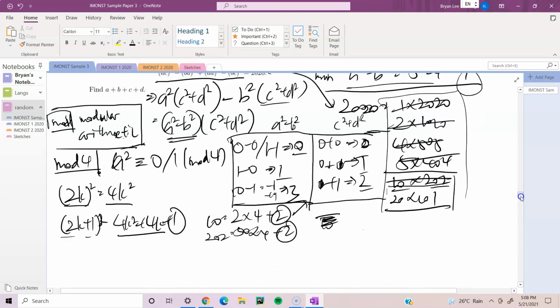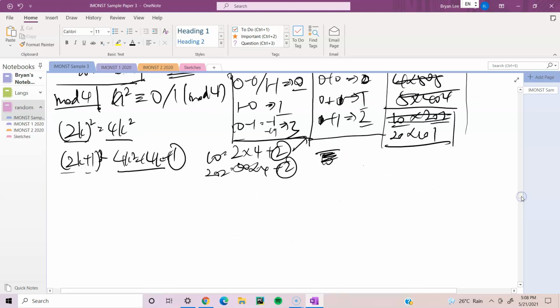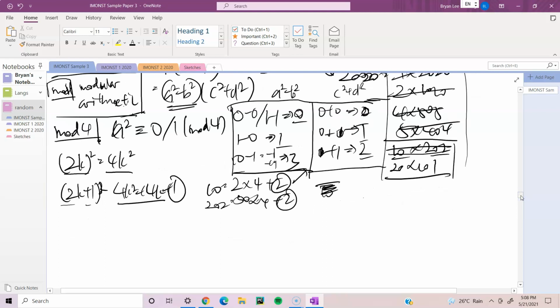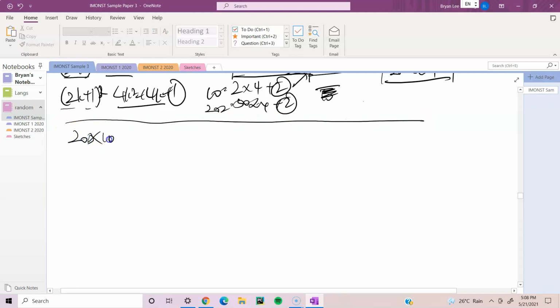So of course, 20 is a multiple of 4, so 0 appears in both, and then 101 when divided by 4 has a remainder of 1, which also appears in both. So in this case, we need to set 2 cases, okay? So 20 times 101, right? So we have case 1. Case 1 would be a squared minus b squared equals 101.